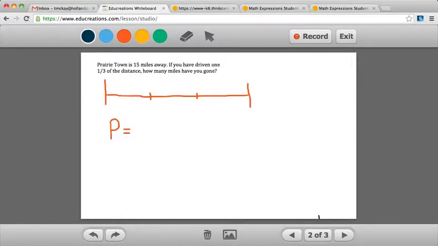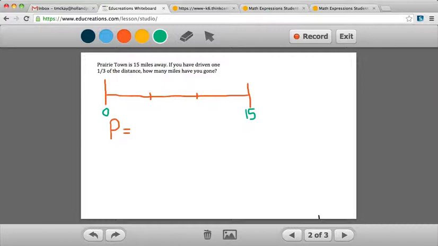As we went on yesterday, we started talking about how to solve and how to write equations for different problems. So if you take a look up in the left-hand corner here, I will read this aloud as you read it silently to yourself. Prairie Town is 15 miles away. If you have driven 1/3 of the distance, how many miles have you gone? Well, I have started with a number line here. We're going to start with what? 0. So we started at 0. And if we go all the way to Prairie Town, how many miles away is that? 15. We're going to go to 15.